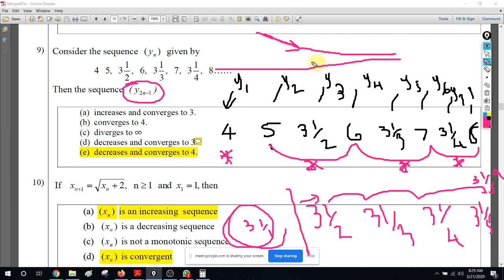So it is decreasing and converges to 3. Right? Decreasing and converges to 3. So this answer is wrong, actually. What they have mentioned is decreasing and converging to 4, but the answer should be decreasing and converging to 3. So there's a mistake in the UCSC answers. The answer should be decreasing and it converges to 3.